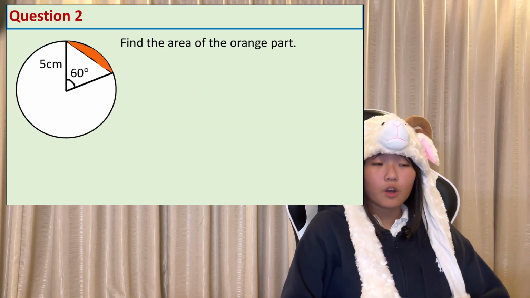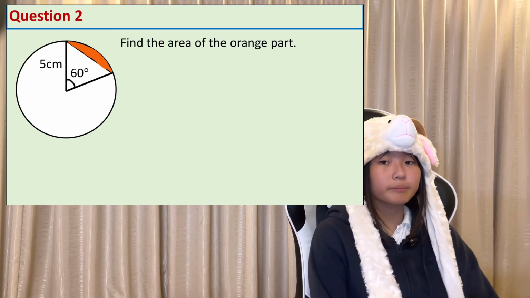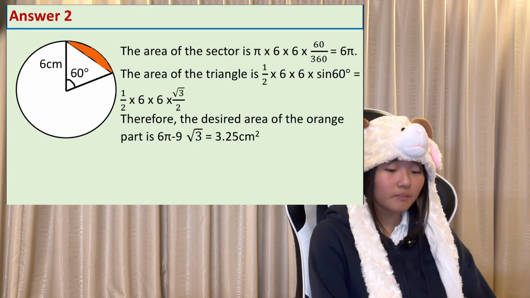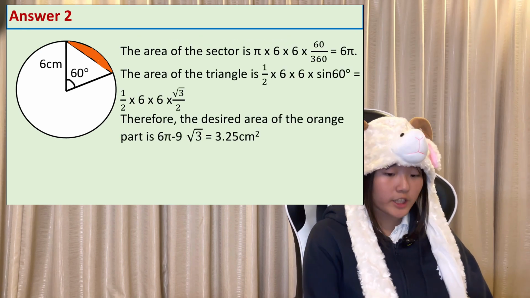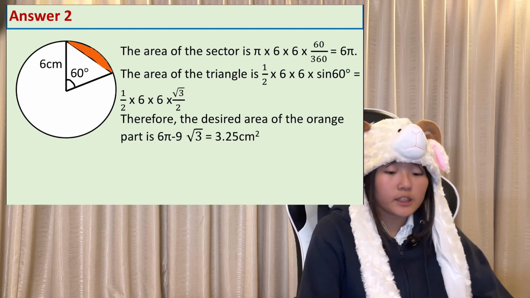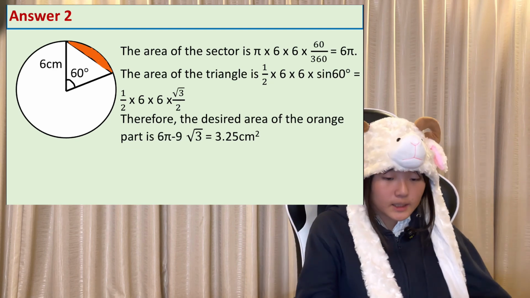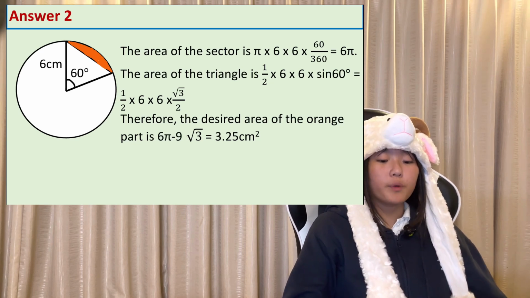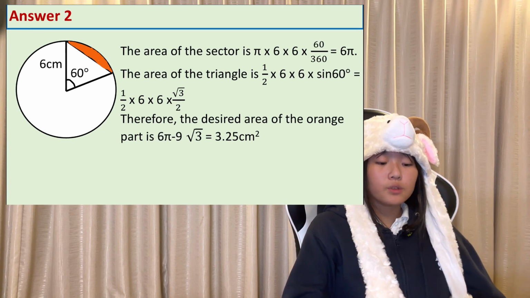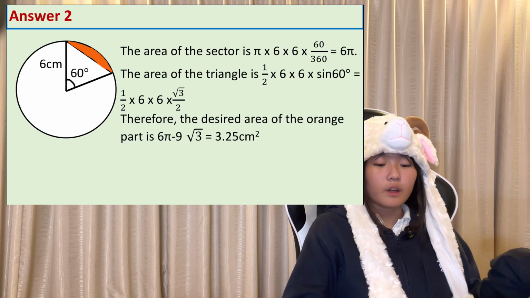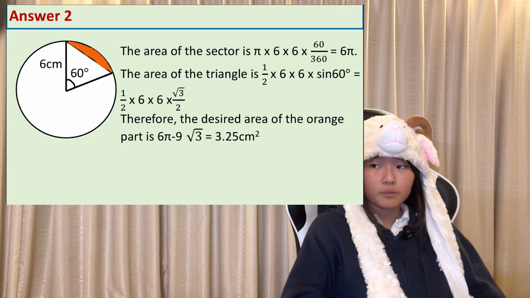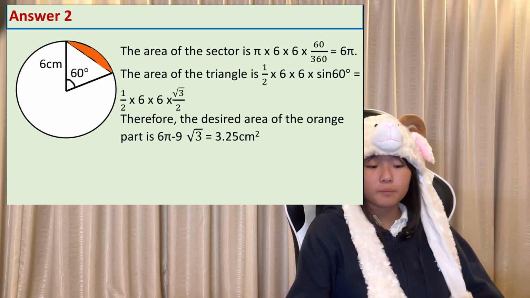Number 2. Find the area of the sector shaded in the color orange. The answer is, the area of the sector is pi times 6 times 6 times 60 over 360, which is 6 pi. The area of the triangle is 6 times 6 times sine 60 degrees over 2, which is 1 over 2 times 6 times root 3 over 2. Therefore, the desired area of the orange part is 6 pi minus 9 root 3, which equals 3.25 centimeters squared.